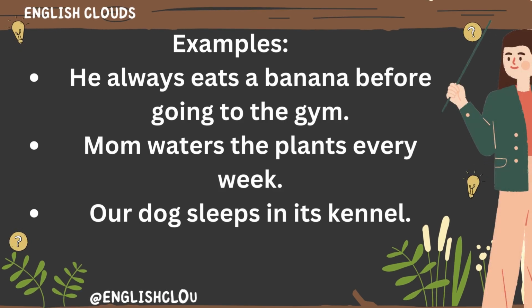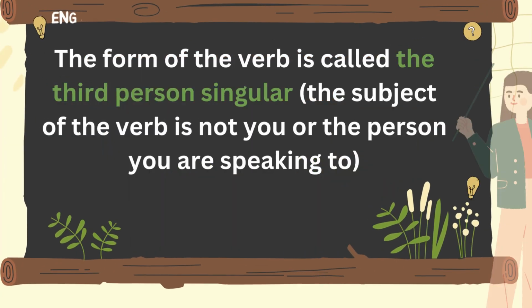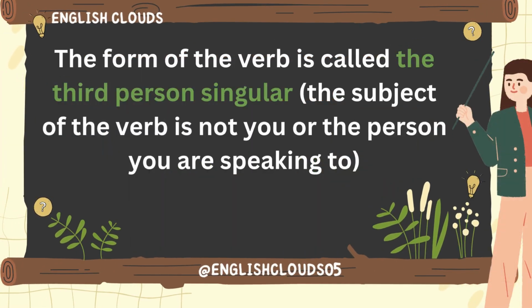Examples: He always eats a banana before going to the gym. Mom waters the plants every week. Our dog sleeps in its kennel. The form of the verb is called the third person singular. The subject of the verb is not you or the person you are speaking to.